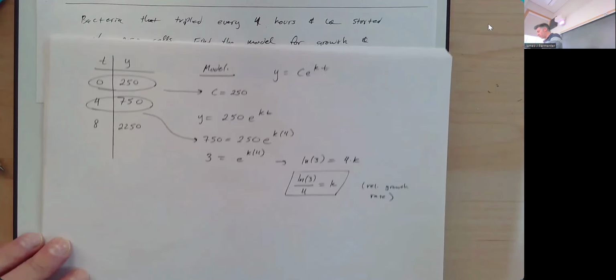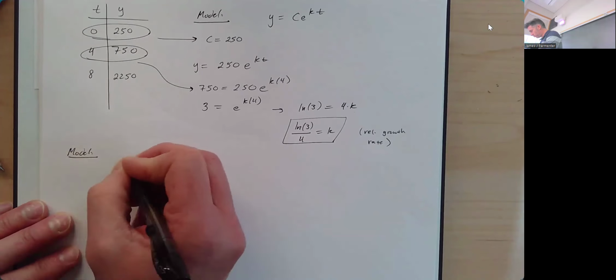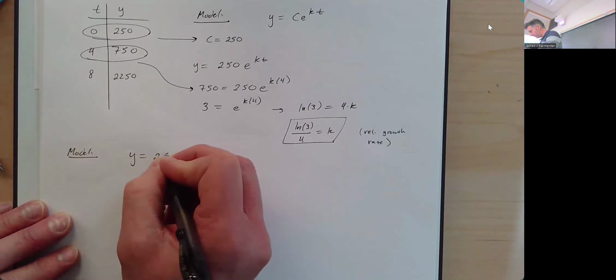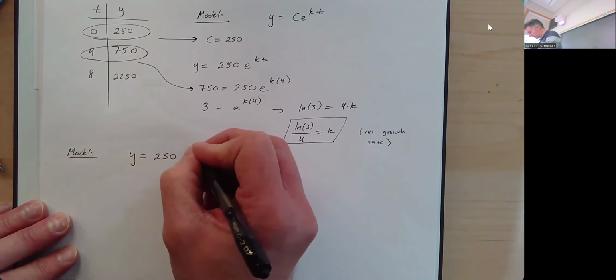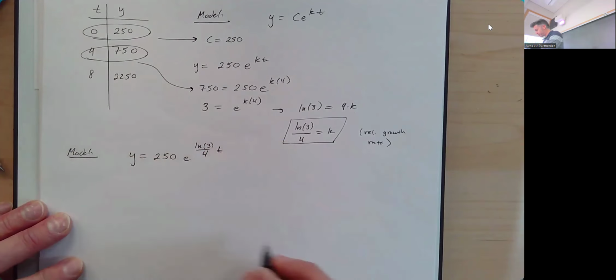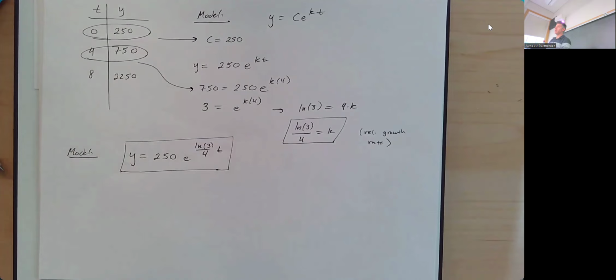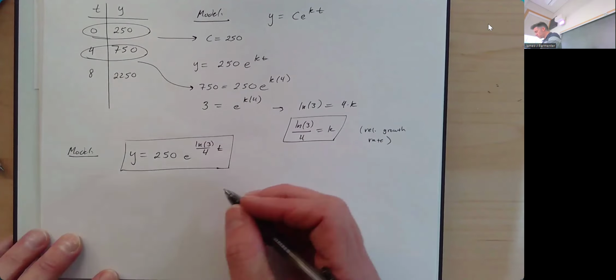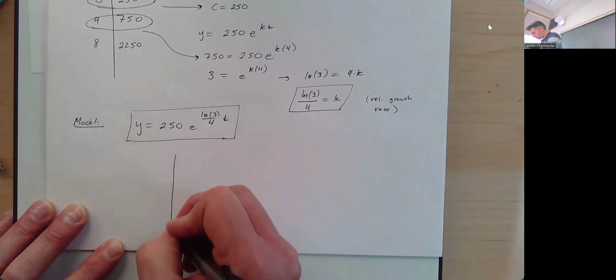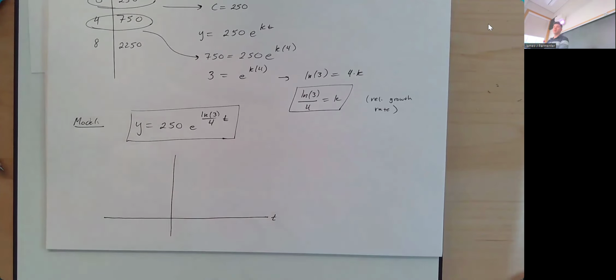And then we can write the model. Our model is y equal to 250 e to the natural log of 3 over 4 times t. And then we can graph it. I know that at time equals 0, my population, my number of bacterial cells, is 250.